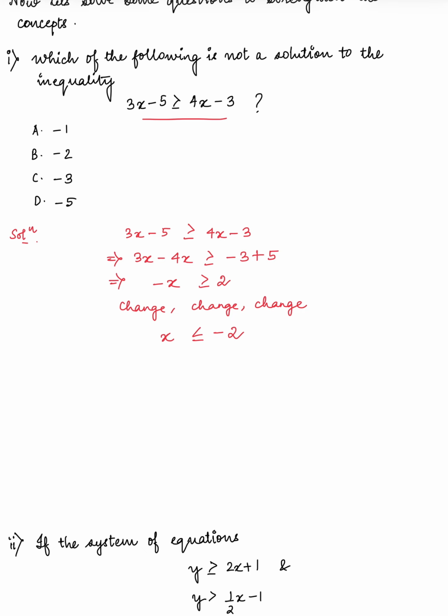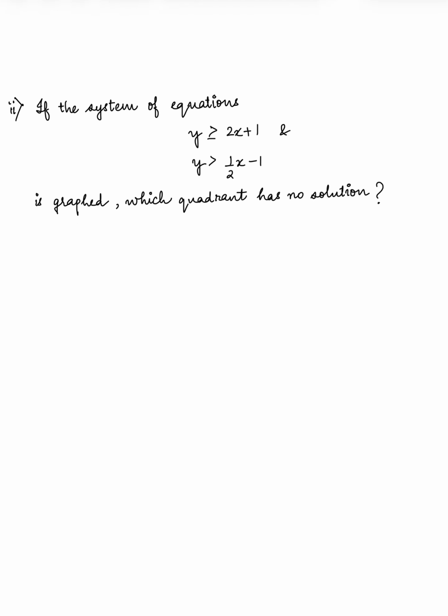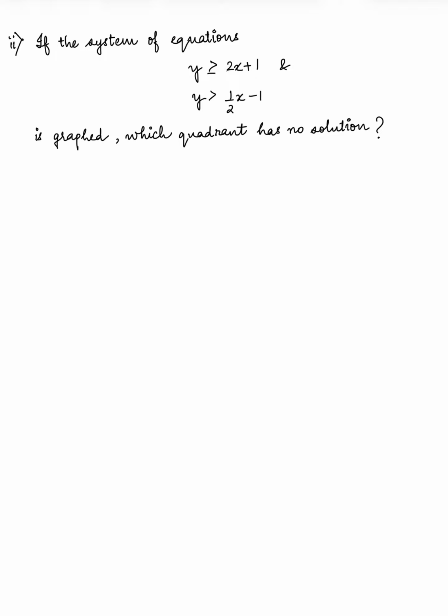Now see, which of the following is not a solution? x has to be less than or equal to minus 2. Minus 2 is a solution. Minus 3 is less than minus 2, that's a solution. Minus 5 is also less than minus 2. So option A is the correct choice. Now the second question. There are 2 equations given, and we have to say which quadrant has no solution.